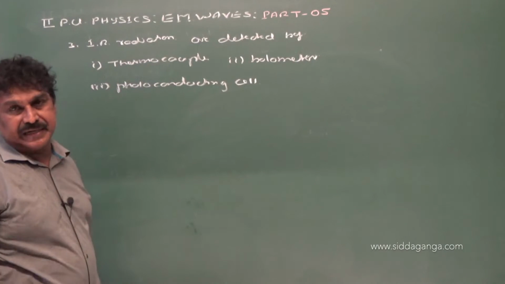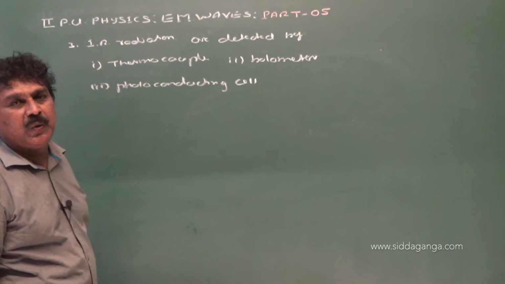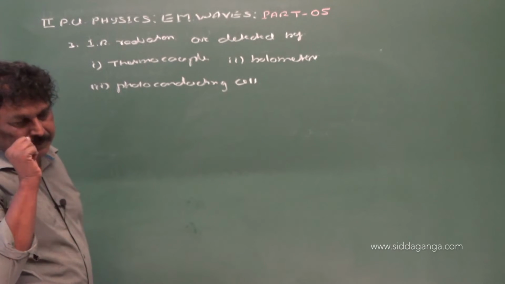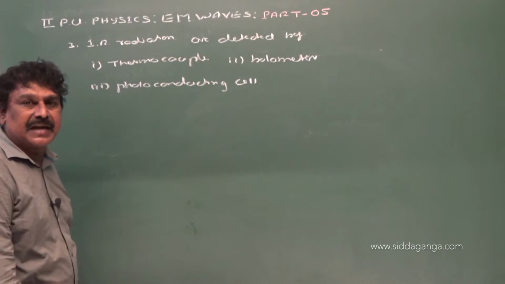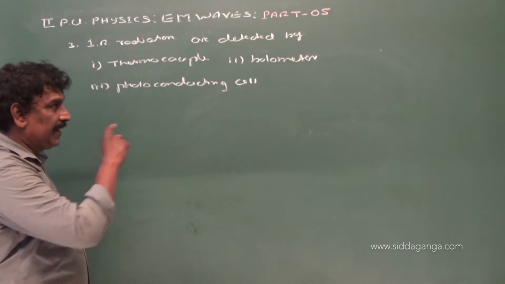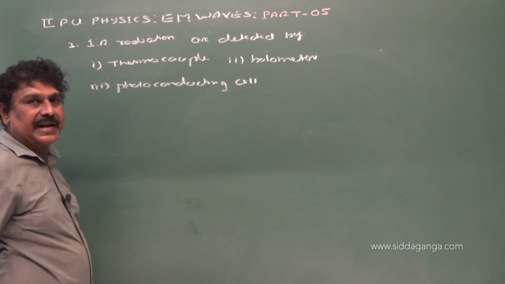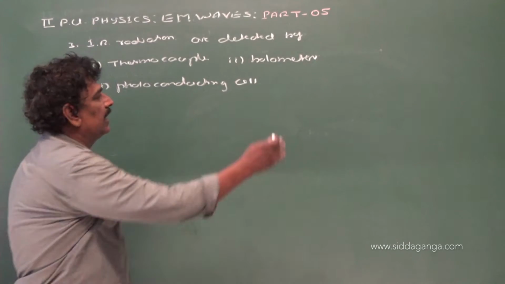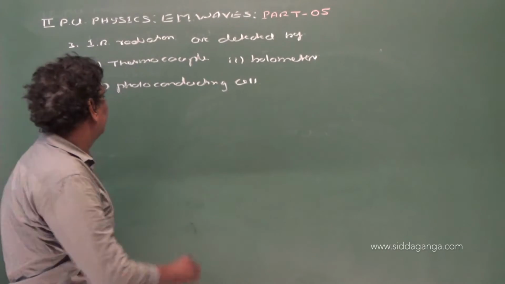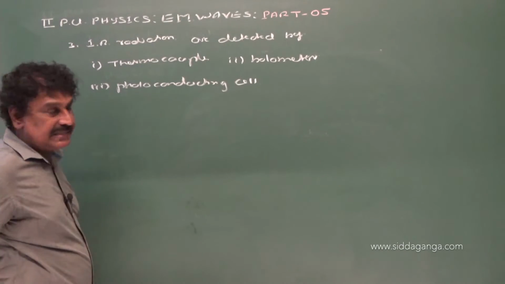Now, thermocouple is a device when two dissimilar metal junctions are maintained at a different temperature, right? An electric current flows through it, right? To heat one end of the thermocouple, we can use infrared radiation, and another one is bolometer. Now the third one is photoconducting cell.